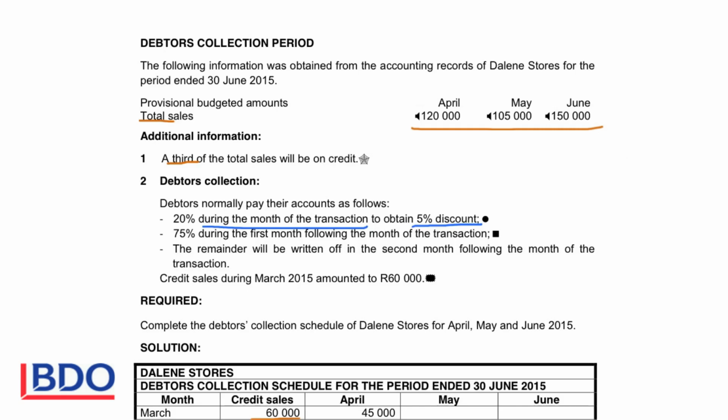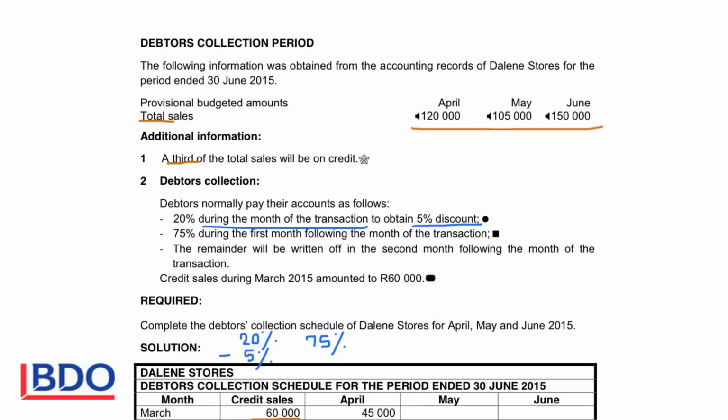Okay, so that means in the first month, in the month that they sell, they will pay 20%. And because they pay that 20% in that month, they will receive 5% discount on that amount. The following month, they will pay 75% of the total amount. And then the 5% will be written off as bad debts or credit losses.